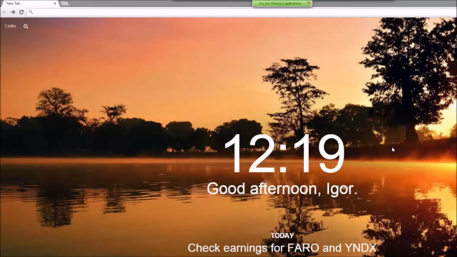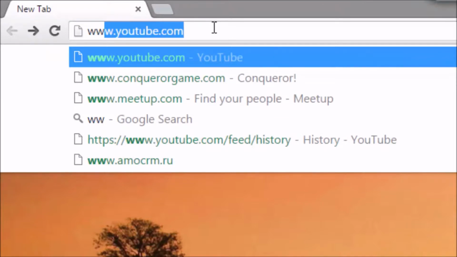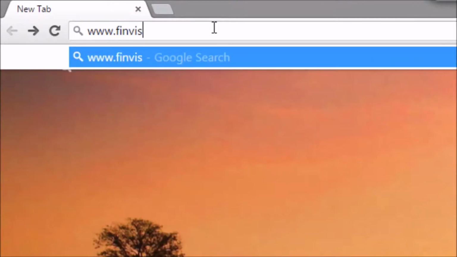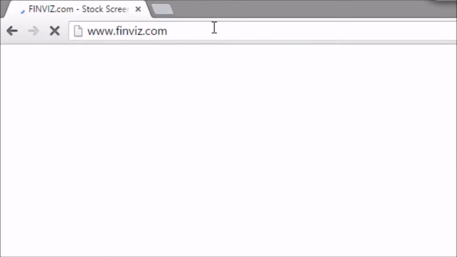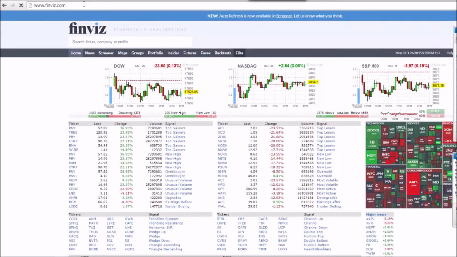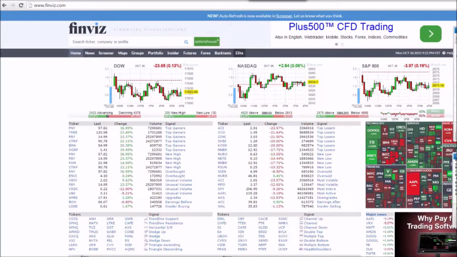Can you see the website browser right now? What you need to do, you just type in the browser www.finviz.com, and you will get to this financial visualization tool. In this case, I will show you why this particular tool could be really useful for you, especially if you don't have any subscription to a paid service.